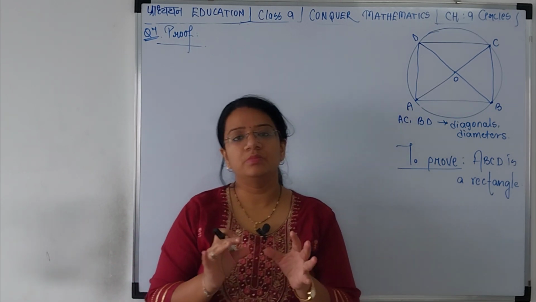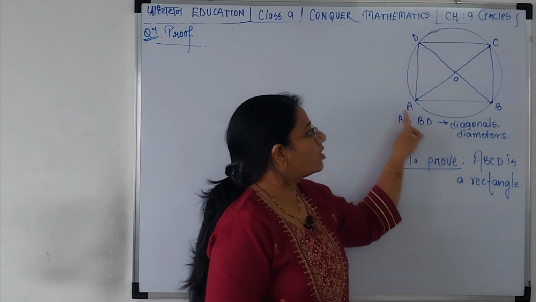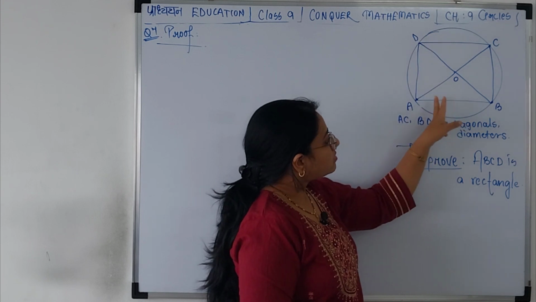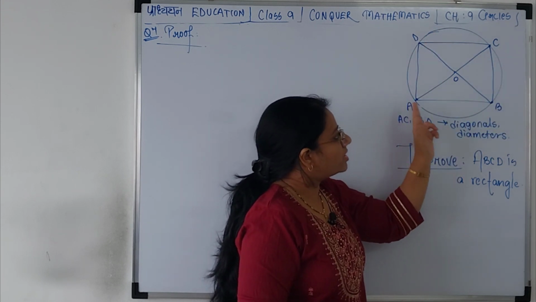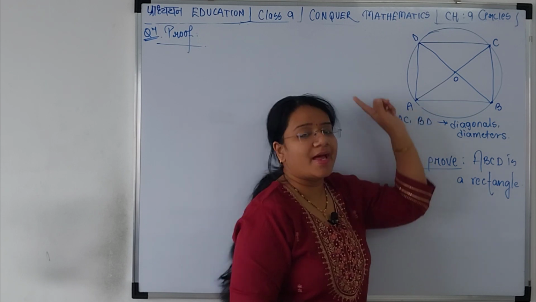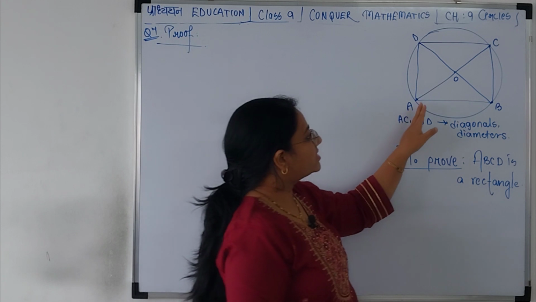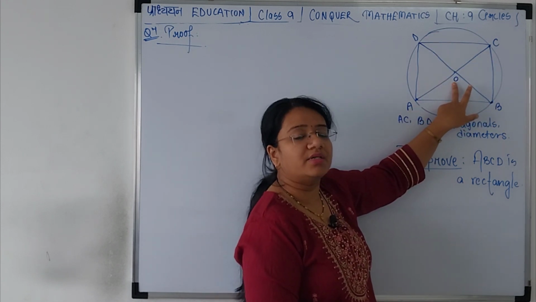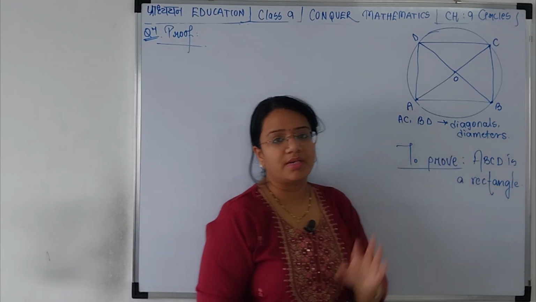What do you understand? The diagonals of a cyclic quadrilateral. Now this is a cyclic quadrilateral. The diagonals are AC and BD. Through the vertices of the quadrilateral, they are the diameters of the given circle. Do you understand? Diameters, and that is AC and BD pass through center O. They are the diameters of the circle. We need to prove ABCD is a rectangle.